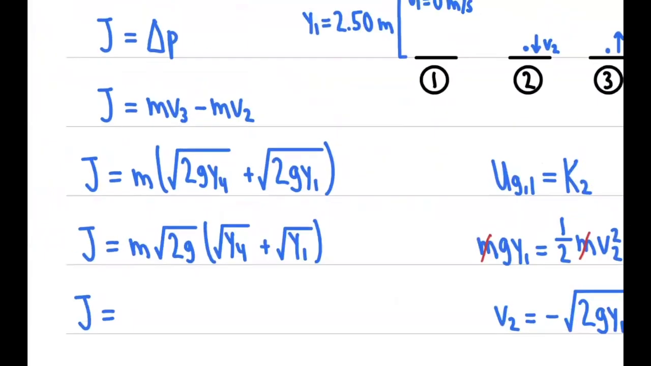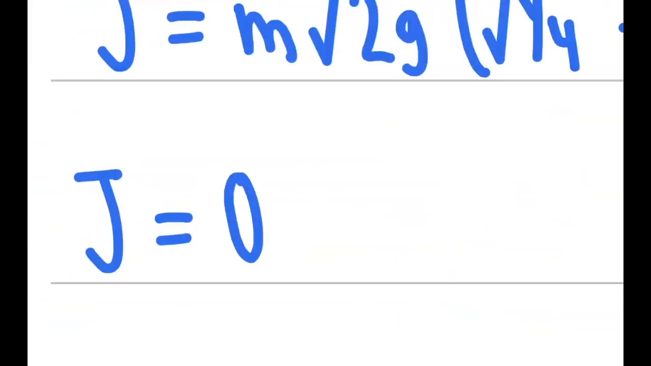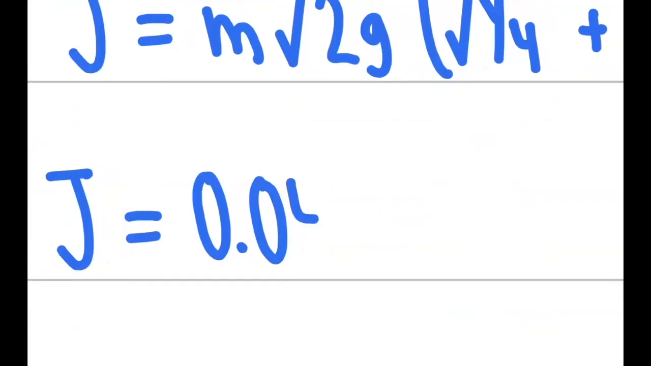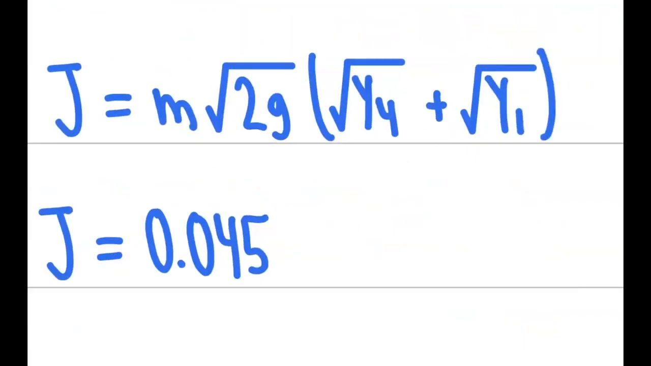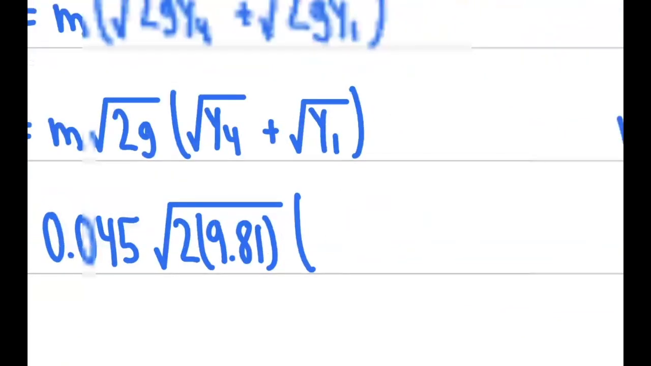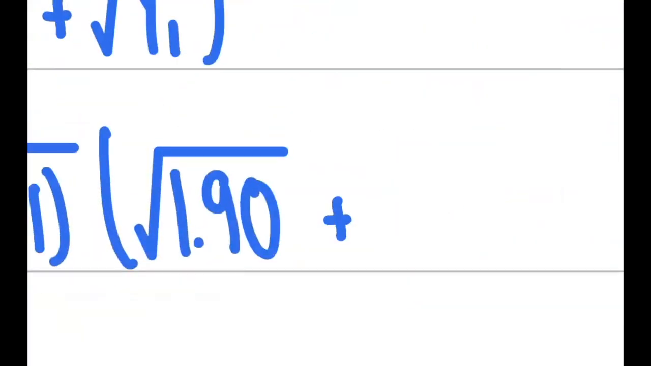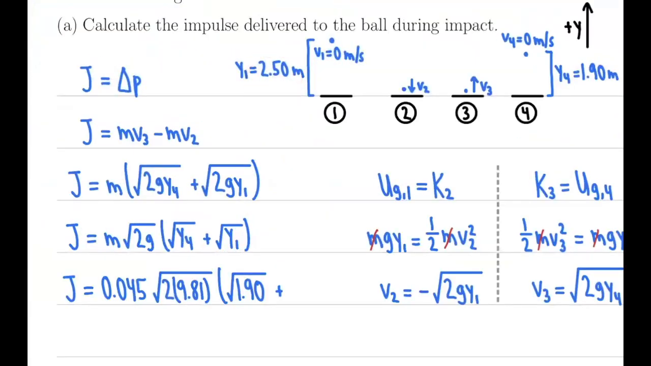So the mass is what? Given. Yes, it's given. It's right here, but it's in grams. We want kilograms, so let's convert this to kilograms. I just have to move the decimal point back 3. So you get 0.045 kilograms. And I'll just ignore the units. And g is 9.81, so we have times the square root of 2 times 9.81. y4 is 1.9 meters, and y1 is 2.5 meters.